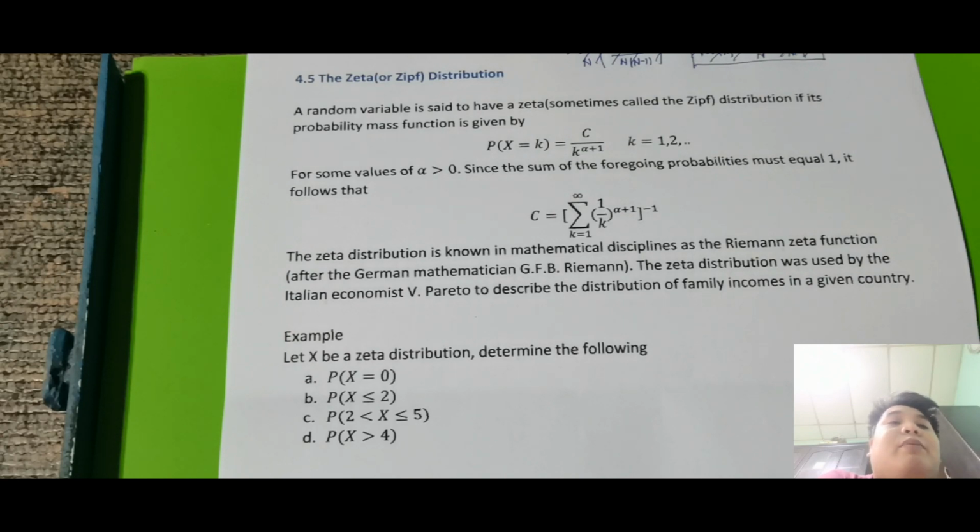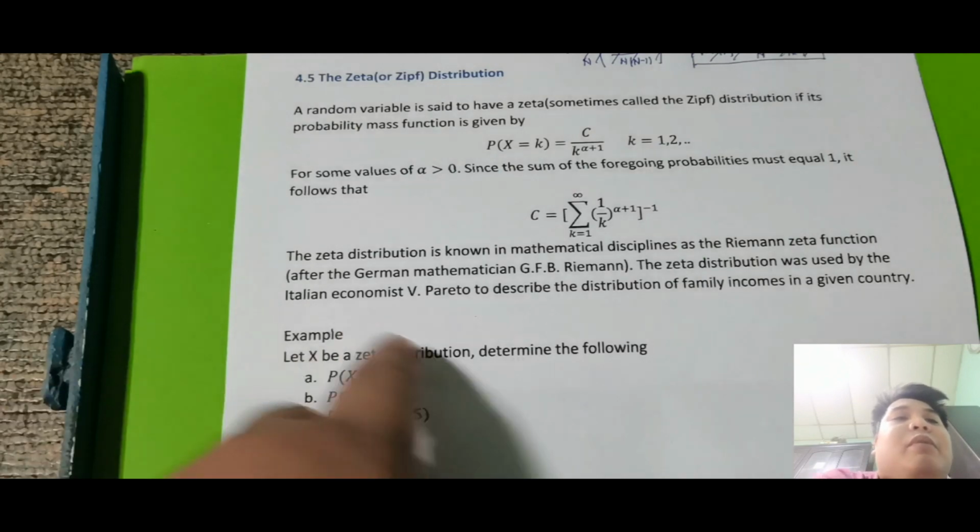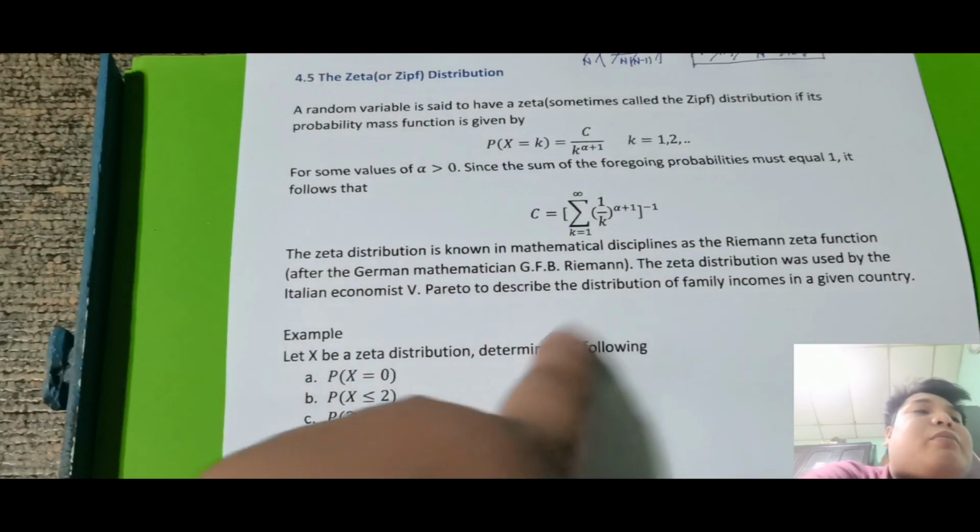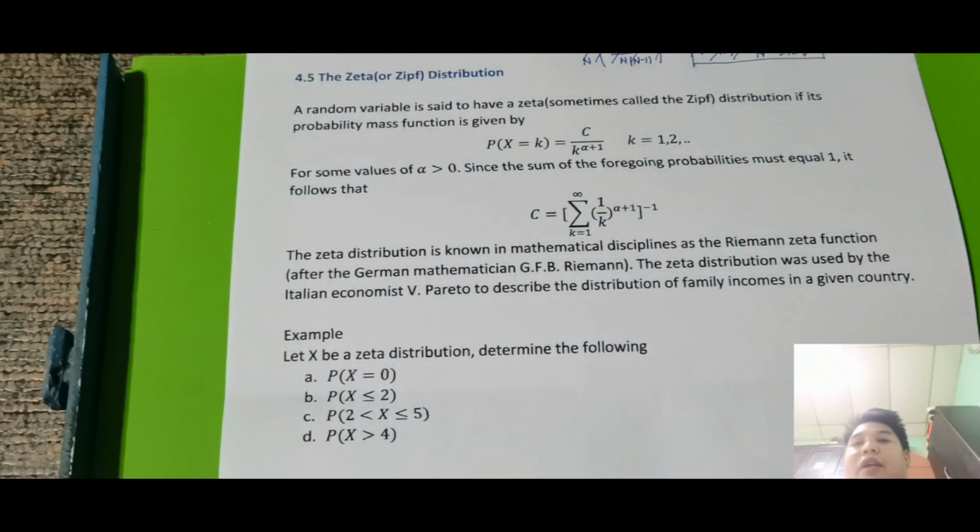Okay, now the zeta distribution is known in mathematical discipline as the Riemann zeta function. So yun nga, para dito siyang Riemann zeta function after the German mathematician G.F.B. Riemann. So the zeta distribution was used by the Italian economist V. Pareto to describe the distribution of family income in a given country. So ayun nga, ang gamit ng zeta distribution is para lang sa family income ng family sa given country. So yun yung usual na gamit talaga niya.